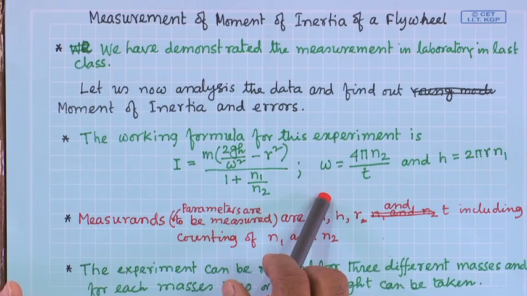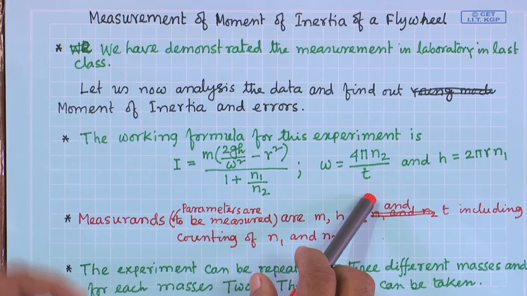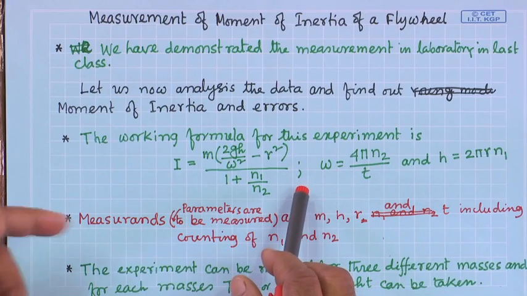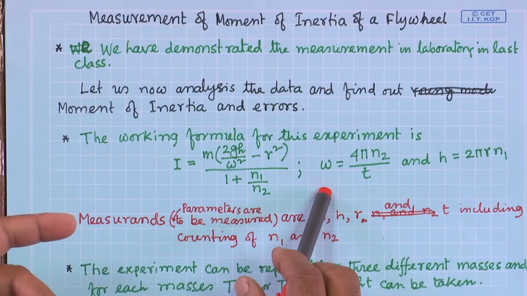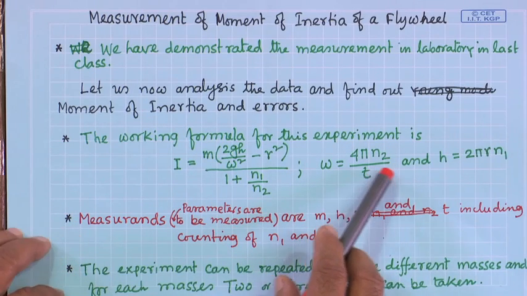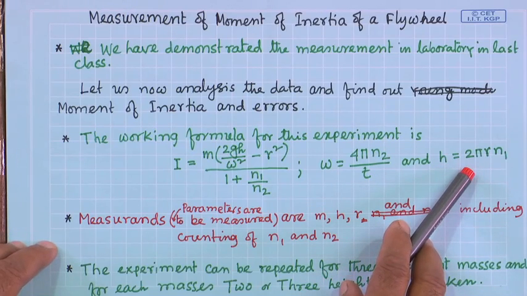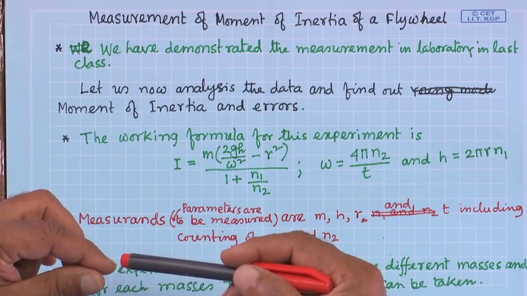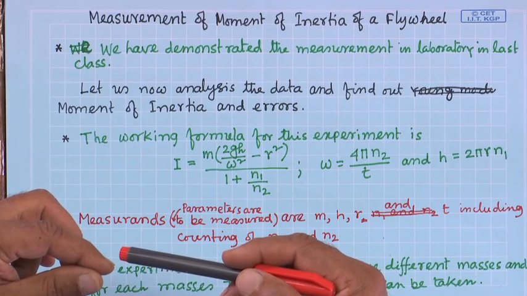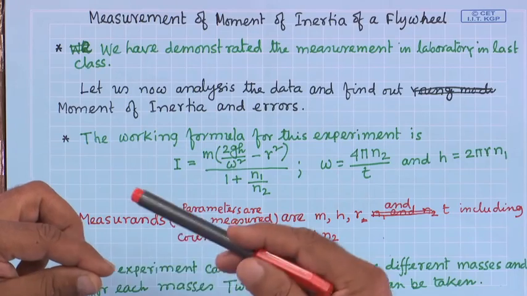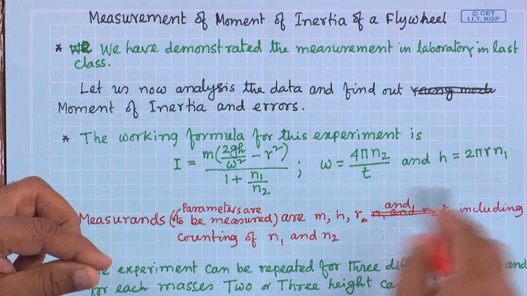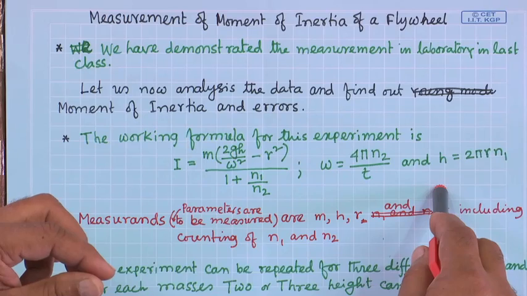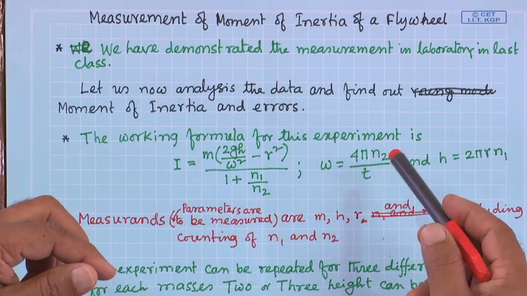So, how long it takes to come to 0 velocity, and before coming to 0 velocity how many complete rotations or revolutions. That number is n 2. Also, height can be expressed as 2 pi r n 1, because one round of this turn, if the radius is r, is the circumference 2 pi r. So, for n 1 turns, multiply by n 1. That will be the height, because here we assume that after n 1 turns this mass will touch the floor.